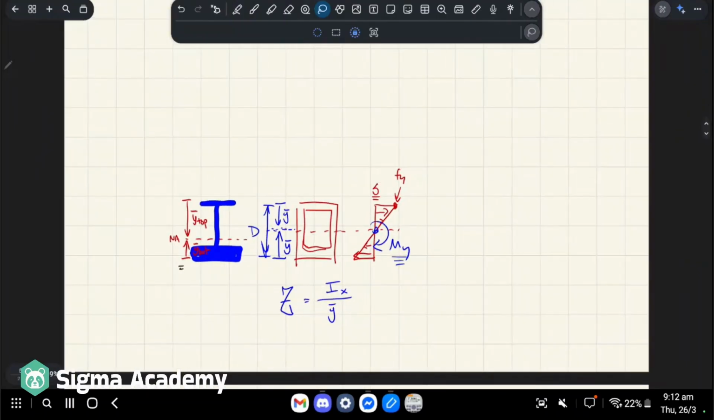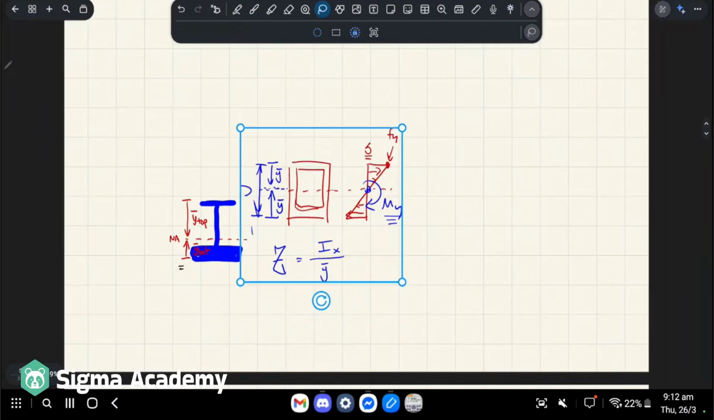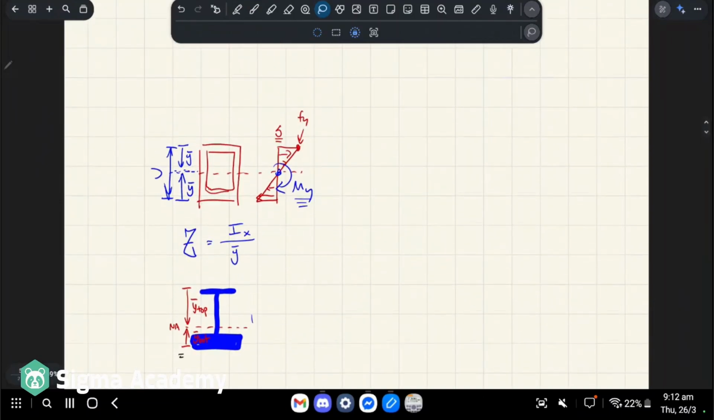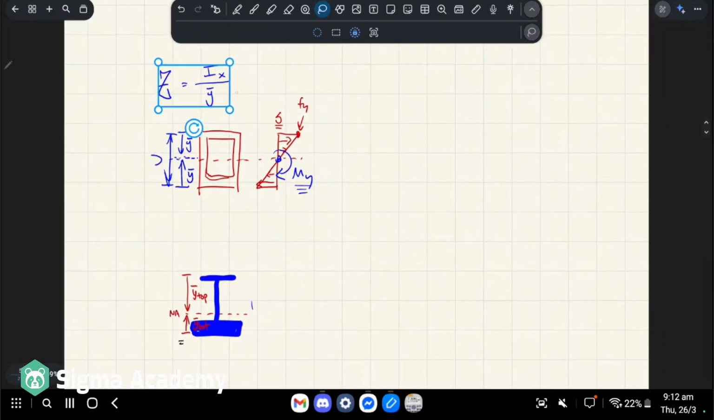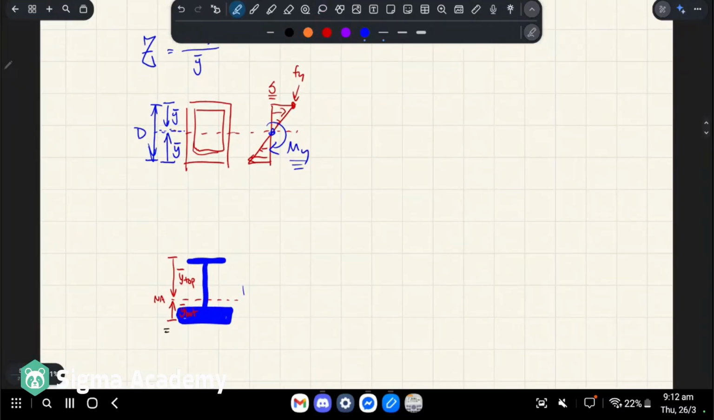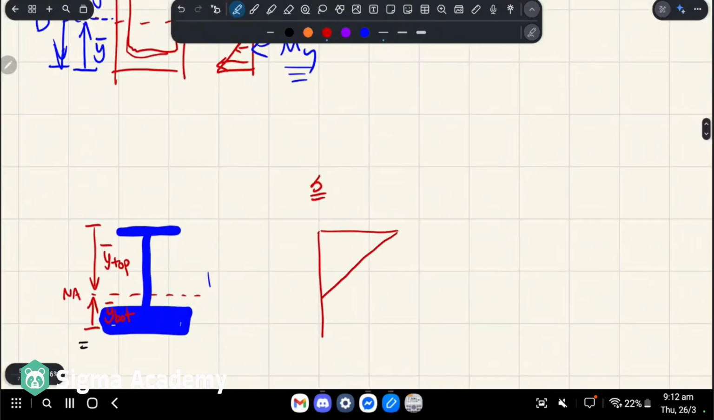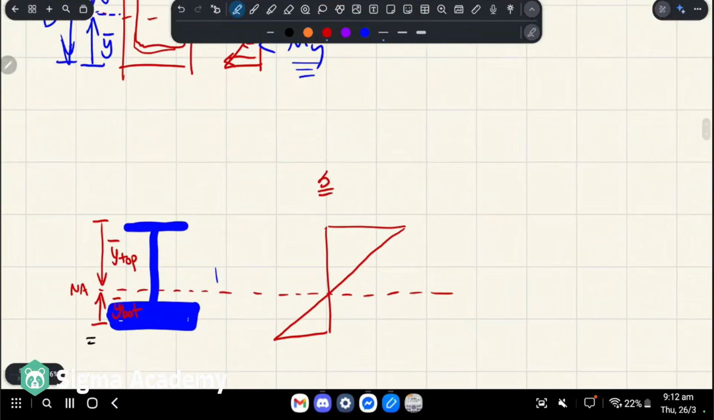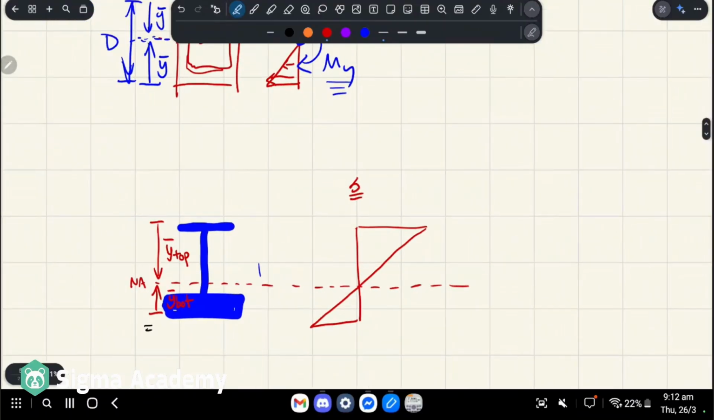So what am I trying to do here? I'm trying to compare two different sections. So I'm going to put them top down from each other, okay? The idea is with the monosymmetric section, your stress distribution looks like this, right? Because the neutral axis runs through, and that's the point where there's zero stress, right?